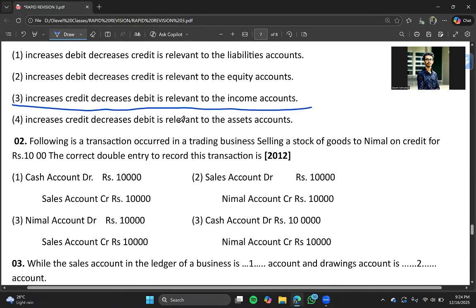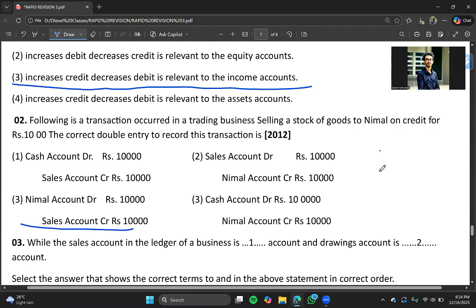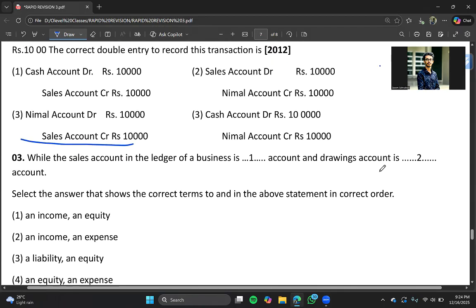Following is a transaction that occurred in a business: selling a stock of goods to Nimal on credit for 10,000. Select the double entry to record this transaction. So here, selling stock of goods to Nimal on credit. So sales has to be credit. Nimal is a debtor. Now debtors account debit, sales account credit. Answer would be the third one, right? Debtors account debit, that is Nimal account debit, sales account credit.